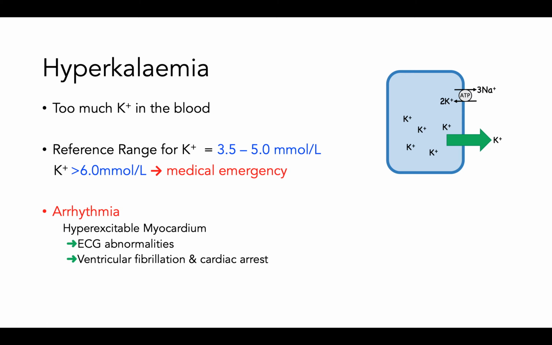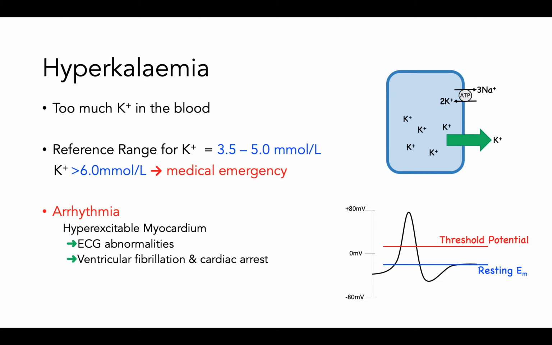The effect of this is to contribute to a gradient, and this gradient is helpful in generating the resting membrane potential of excitable cells, which is shown here by the blue line. The threshold potential, shown here by the red line, is the level that you need to depolarize these cells to in order to make them fire off an action potential. Something from, I think, year 1 physiology.